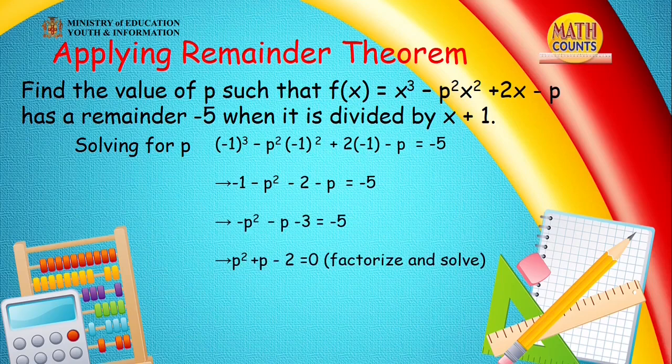Which will give us p squared plus p minus 2 equals 0. Now at this point, we're going to have to factorize and solve. When we do that, p equals negative 2 and p equals 1.